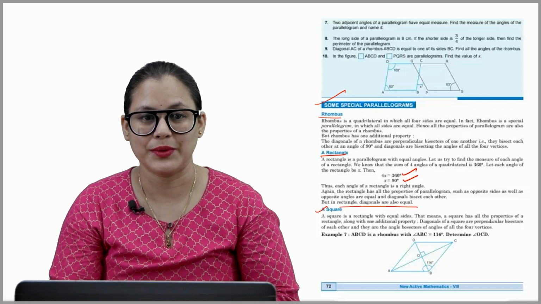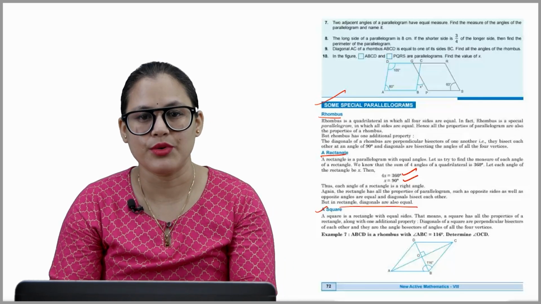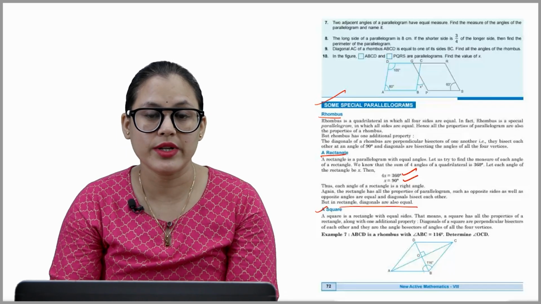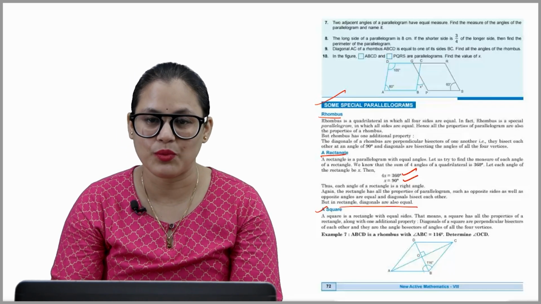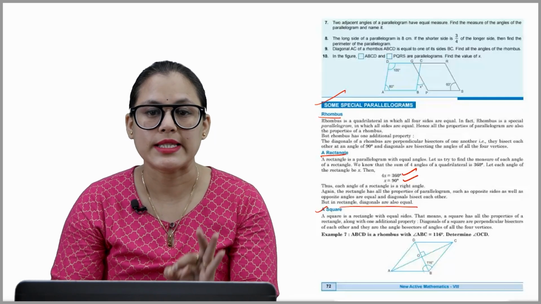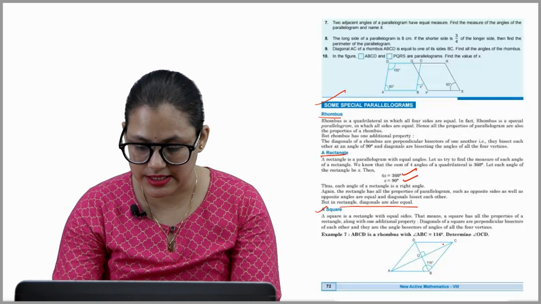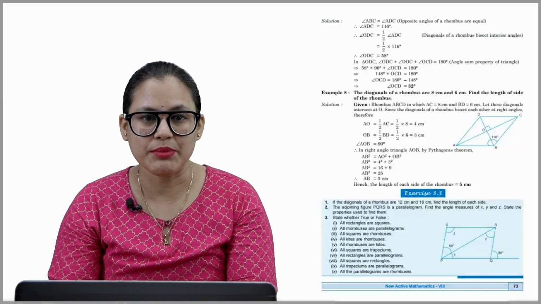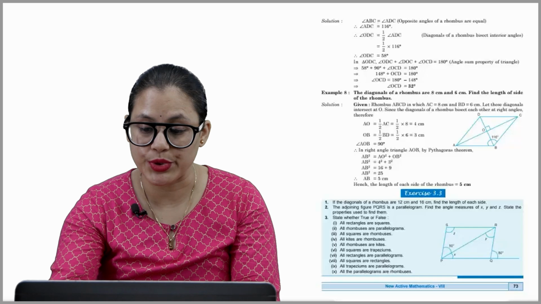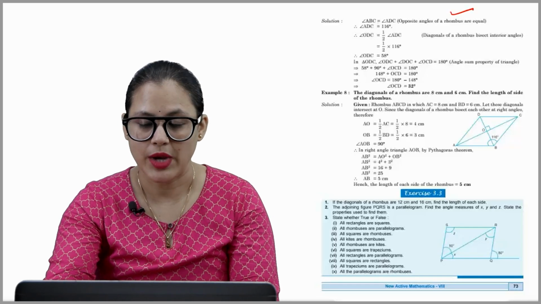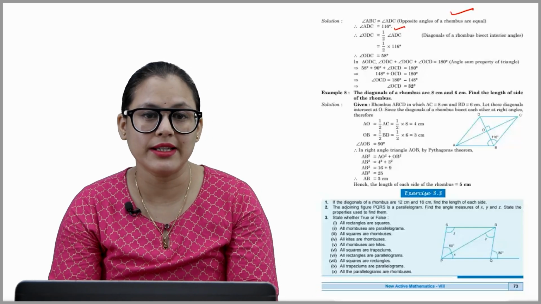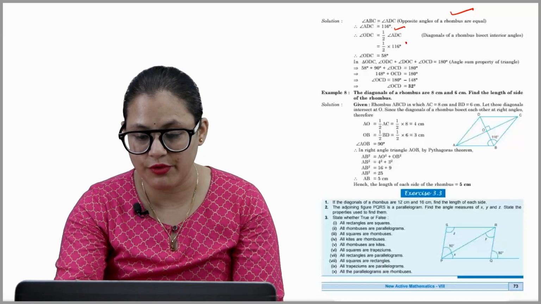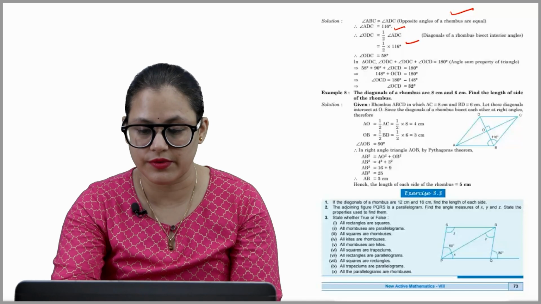Okay. See, ABCD is a rhombus, and angle ABC is given, which is 116 degree, and we have to determine angle OCD. That means this angle. Okay, let's do it. See, angle ABC is equals to angle ADC because opposite angles of a rhombus are equal. So angle ADC is 116 degree and ODC is half of angle ADC. So half of 116 degree is 58 degree.